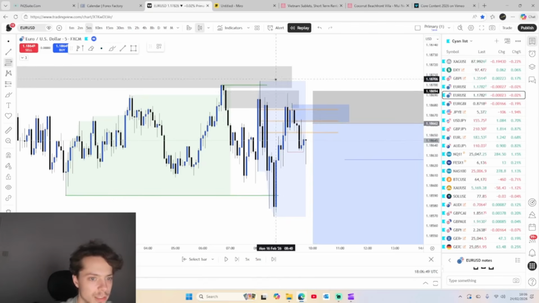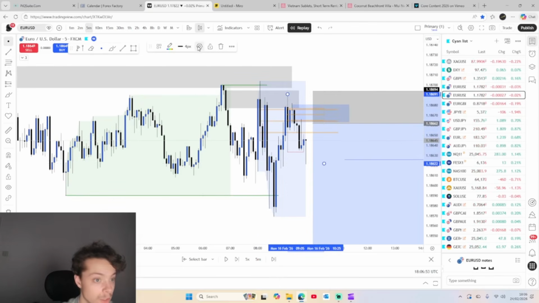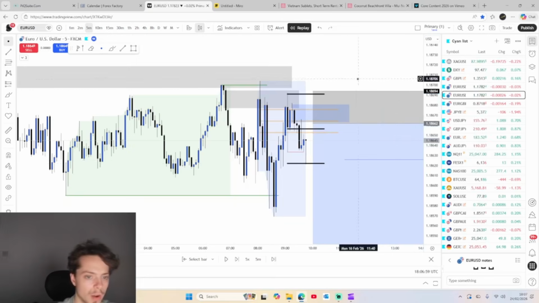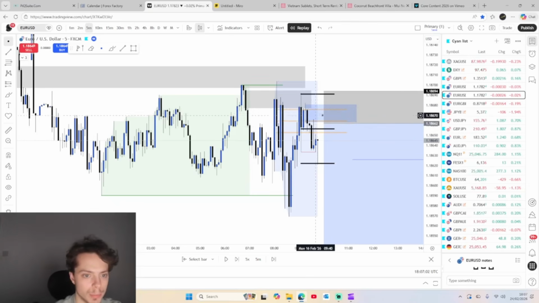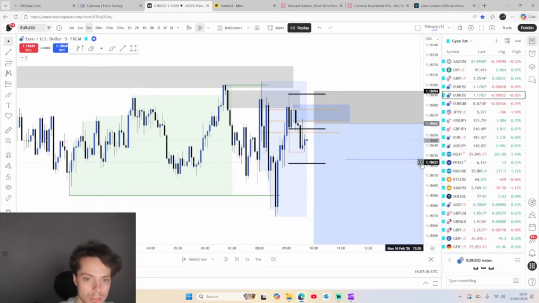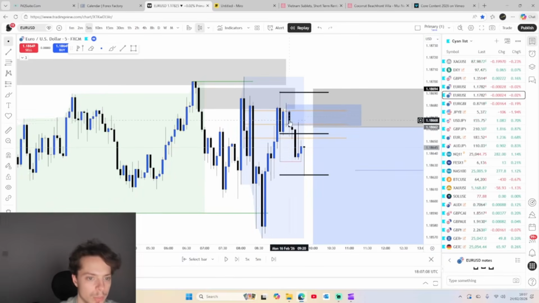If you want to make it easy for yourself, draw on from your high to your low. You can use the OTE if you want, but to keep it super simple, literally just draw on 0, 1 and 0.5, and this is going to give you obviously the premium section and the discount section. If you're selling, you want to sell at a premium. So we're essentially looking at only POIs within the premium.